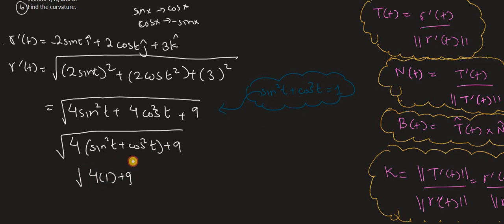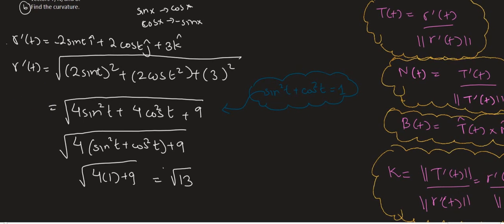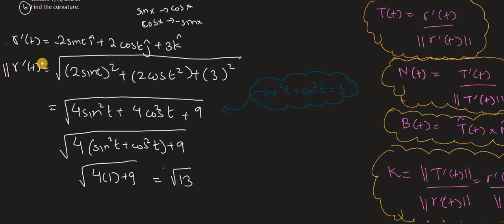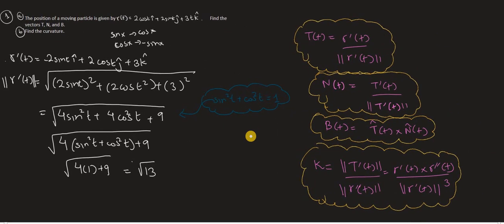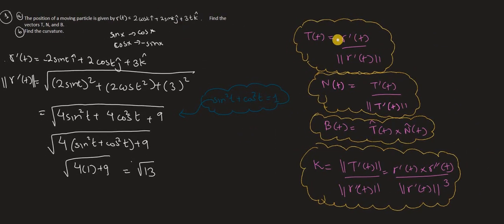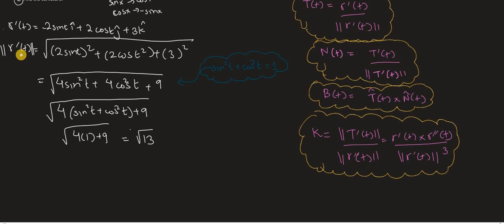Now, what's 4 plus 9? That's 13. So the norm of the derivative of the vector function is the square root of 13. Now we have the two components that we needed to find the tangent vector: the derivative and the norm of the derivative. So we just have to divide, and we're going to get our tangent vector.